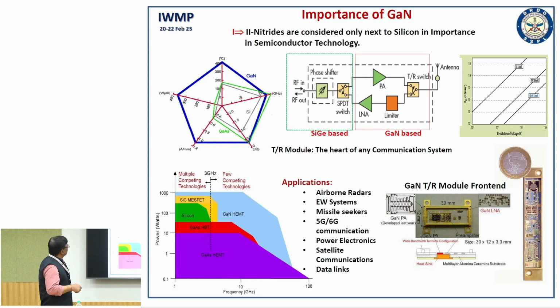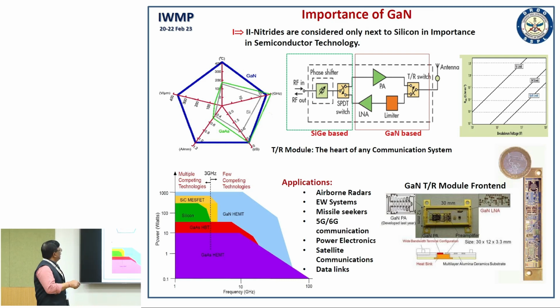And if you consider the heart of any communication system, that is the trans-receive module, for gallium arsenide technology it is a multi-chip module. You can have almost 8 to 10 MMICs for a particular TR module, whereas with gallium nitride technology, we can go to only a 2-chip TR module. One is this GaN based front end TR chip and a silicon germanium based core chip. So these two can drastically reduce the size.